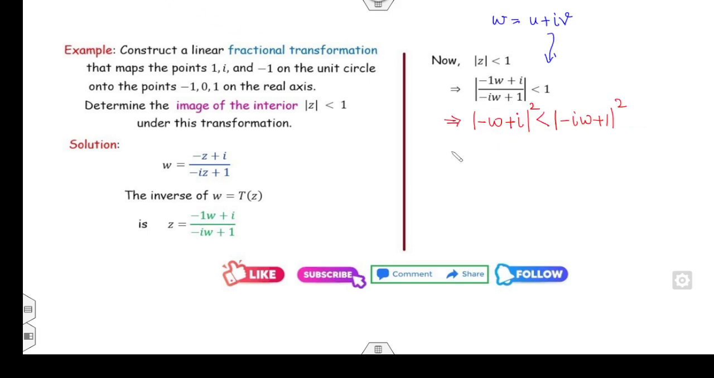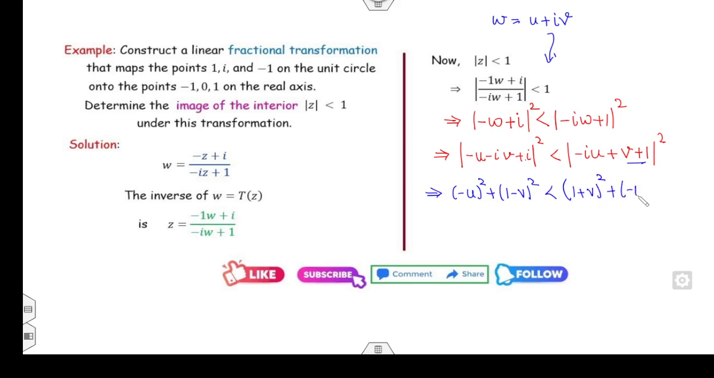I can go back here. So it will be minus of U minus of iota V plus iota, which is less than minus of iota. Fine. It's a minus of iota square. It's a plus of V. Fine. It's a plus of V. Is it fine? So now you can write the real component. Real is my only minus of U plus imaginary component is 1 minus V. Real component is 1 plus V and imaginary component is minus of U. Fine. Now you can solve them.